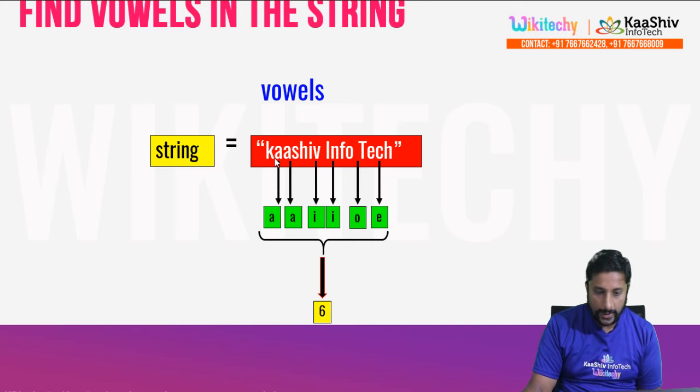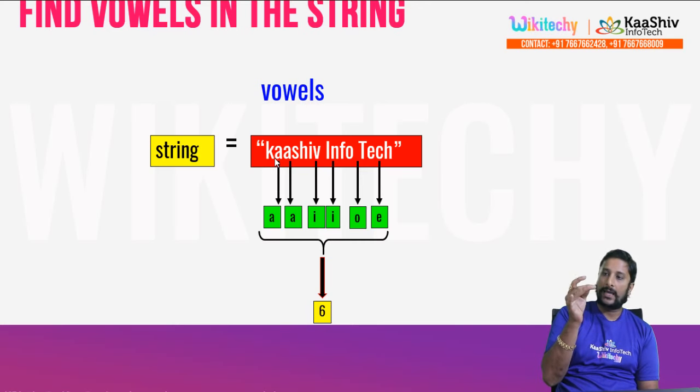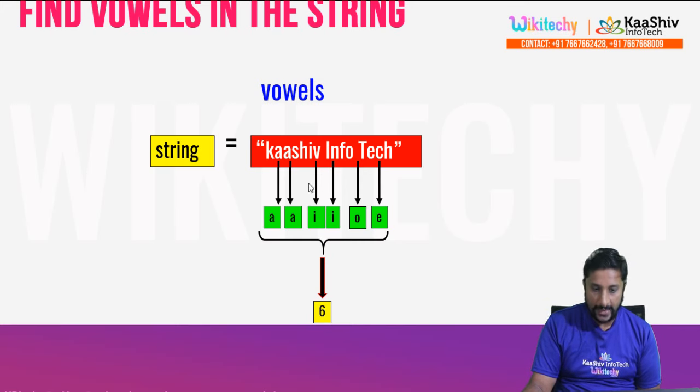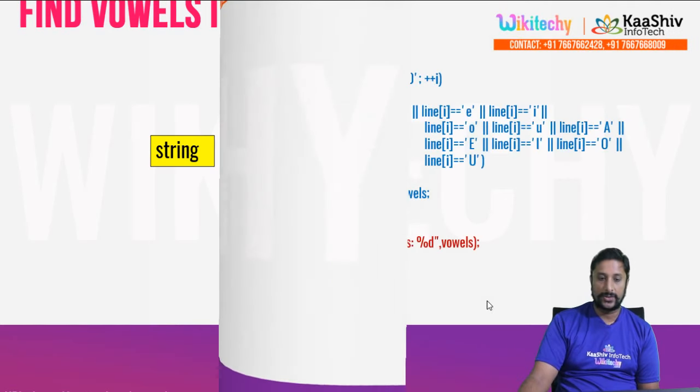Over here, vowels. What are vowels? A, E, I, O, U, and capital A, capital E, capital I, capital O, capital U. If any character is found, automatically increment it. Okay, so over here A, I, and over here I got another I, I got O here, and I got E here. So a little bit of change. So I got 6 characters here.